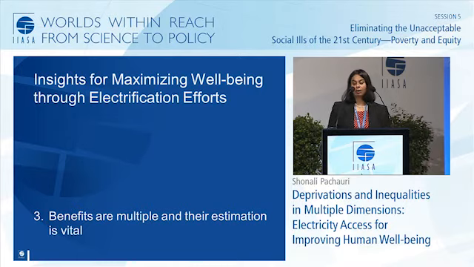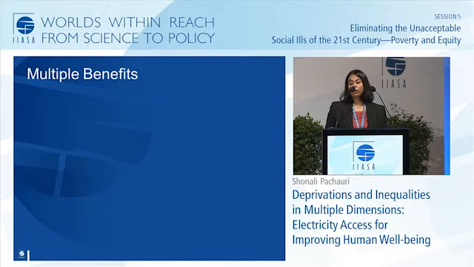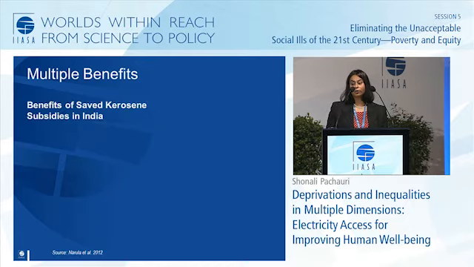The third and last insight that we have gleaned from our analysis is that benefits are multiple and these need to be estimated. We all know that electricity has the potential to transform lives and is essential for all elements of human well-being. While we take a lot of effort in estimating the costs of extending electricity grids, the benefits are harder to estimate and so often receive less attention. But of course, these benefits are important. And I will highlight recent research results that illustrate some of these benefits.